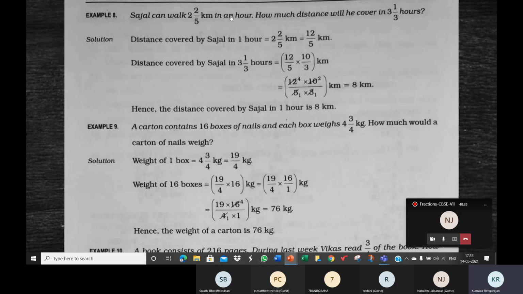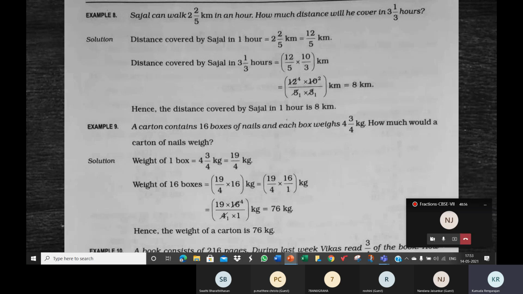Sajal can walk 2 kilometers in an hour. And see, you must understand what you're reading. Just don't read it like that. Please understand what you're reading, get the meaning of what you're reading. Sajal can walk 2 kilometers in an hour. What does that mean? Understand that. 1 hour he can walk 2 kilometers. How much distance will he cover in 3 1/3 hours?